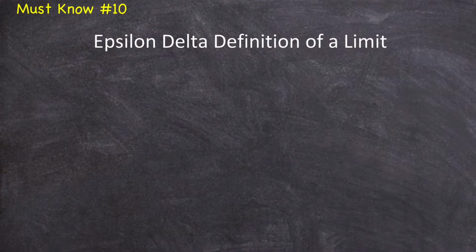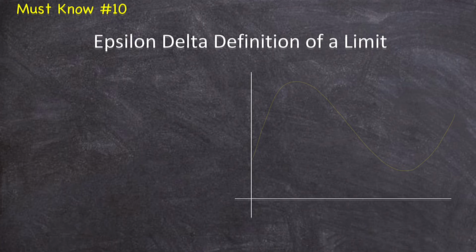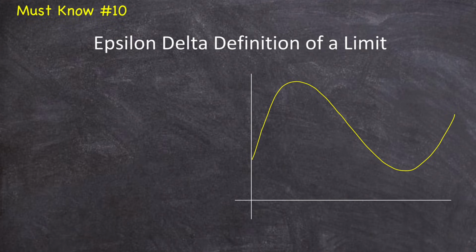Must know number 10, the epsilon delta definition of a limit. So let me draw a diagram that we'll reference throughout its definition. Let's say we have some function f of x, and we're finding the limit of this function as x approaches some value, let's call it a. And then let me show in the diagram where the limit of this f of x function would be as x approaches a. It would be at this value L.